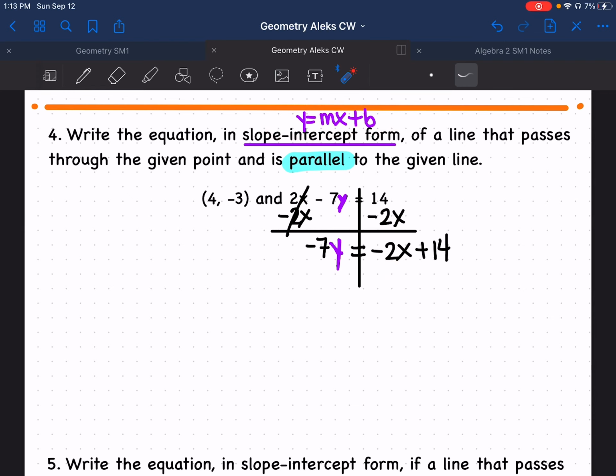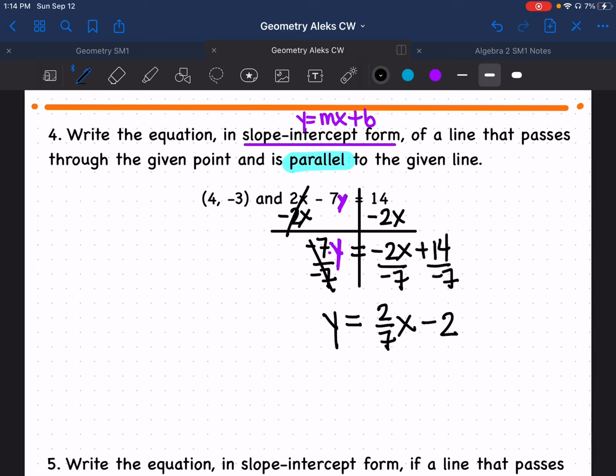I cannot identify my slope yet because the minus 7 is hanging around with my y. Remember, there's multiplication in there, so you're going to go ahead and divide. Everybody gets divided by -7, not just the 2. A negative divided by a negative is going to become a positive, and 2 divided by 7 will stay 2/7. 14 divided by -7 would become 2. Now we are in the form of y equals mx plus b. I'm going to go ahead and identify my slope.